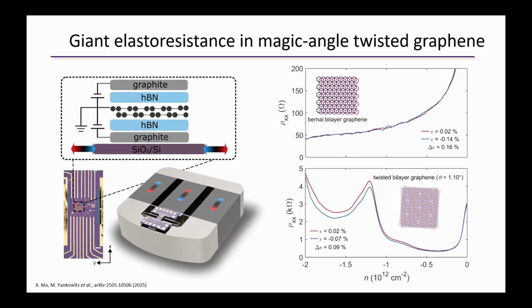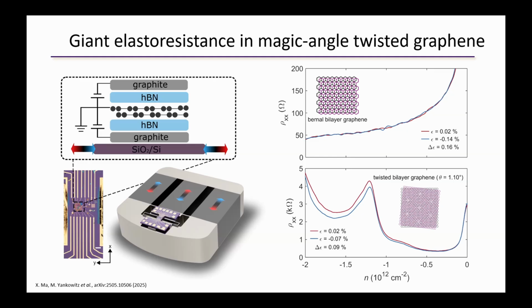Okay, so the key result is to compare a control sample of Bernal stacked bilayer graphene with twisted bilayer graphene at the magic angle. Now, in the conditions that we're measuring this whole doped Bernal bilayer graphene on the top, we don't expect to be in a regime dominated by any symmetry breaking. And so we should just be basically measuring the strain response of kind of a standard metal. And within our resolution of measuring resistance, as we change the strain by just over 0.1%, we see basically no appreciable change in the resistance.